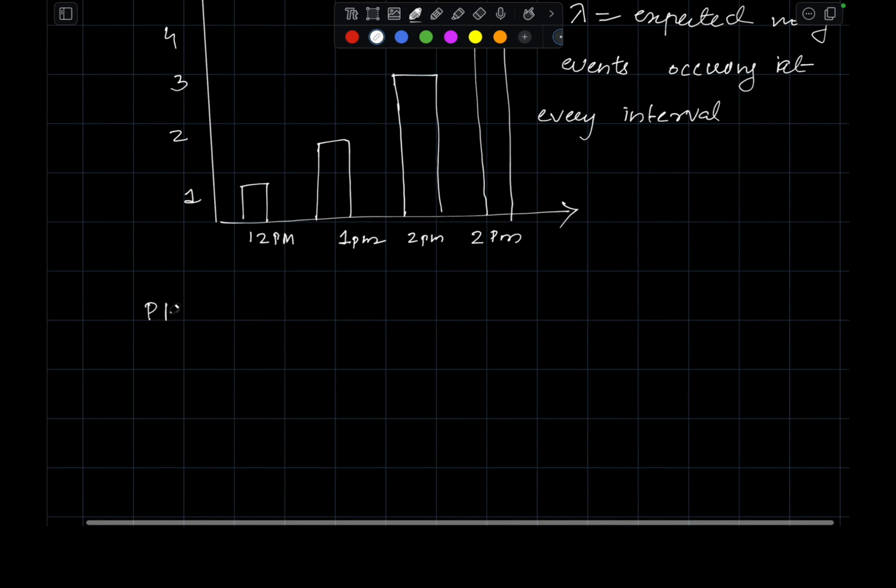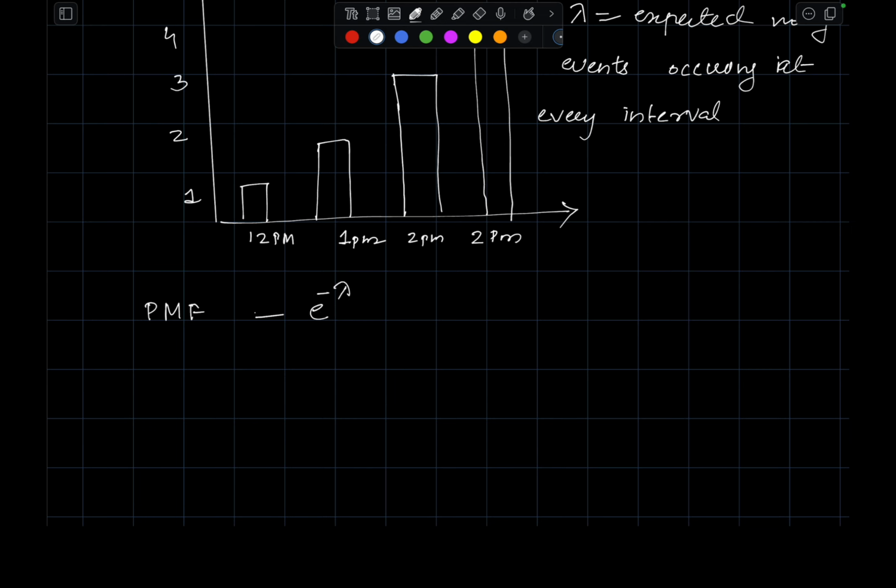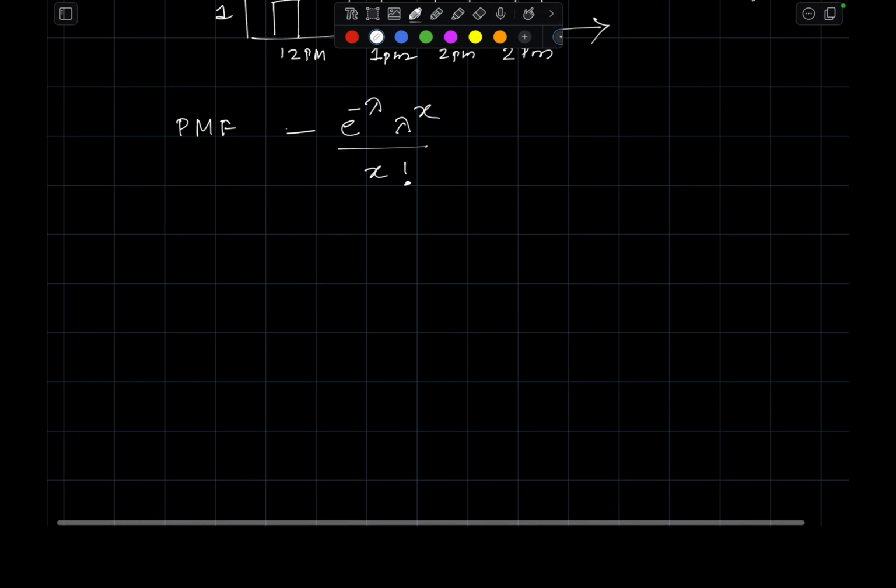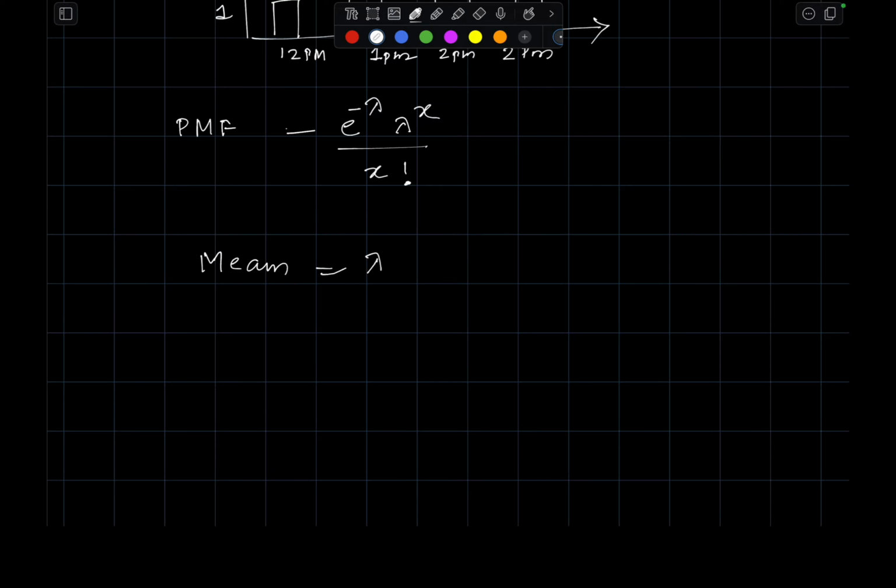And if we are looking into the PMF for this particular distribution, Poisson distribution, it is defined as e to the power minus lambda, lambda raised to x, divided by x factorial. And the mean in case of Poisson distribution is nothing but lambda into t, and as I said, lambda is the expected number of events occurring in every time interval, and t is the time interval.